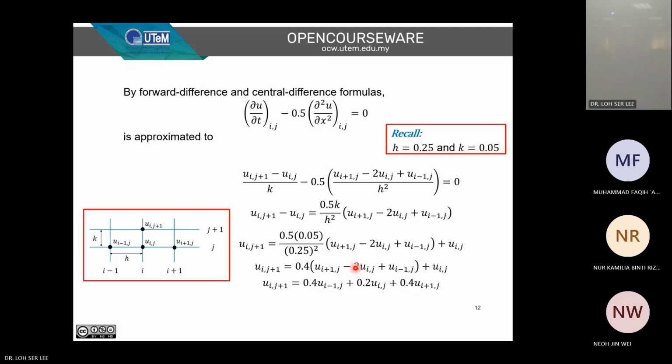Okay, negative 0.8 plus 1. Then you get plus 0.2 Uij. Okay, so now we get this formula, then we can start to find the values of the internal points.